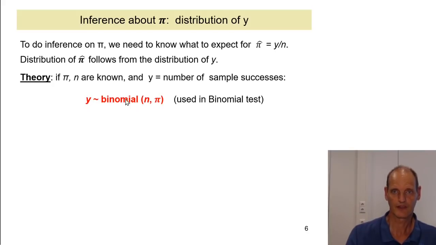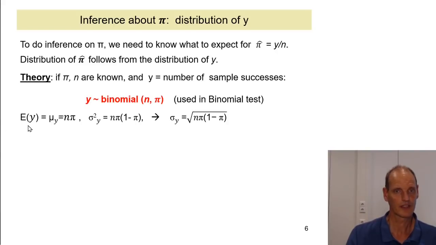This is such an important distribution that it has received its own name. If pi and n are known and y is the number of sample successes, and we draw n times independently and each time with the same probability pi of success, then y has a binomial distribution with parameters n, the sample size, and pi, the success probability. And we will use this distribution in the binomial test.